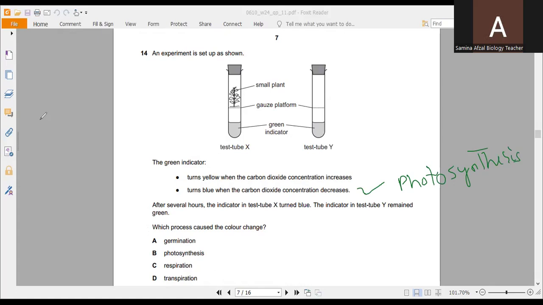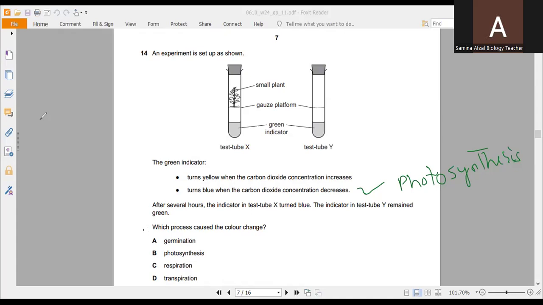So after several hours, the indicator in test tube X turned blue. Turned blue, it means the process of photosynthesis has been taking place because the small plant is there. So the indicator in test tube Y remained green. So it is not changing as there is no carbon dioxide concentration because there is no plant inside. So which process caused the color change?